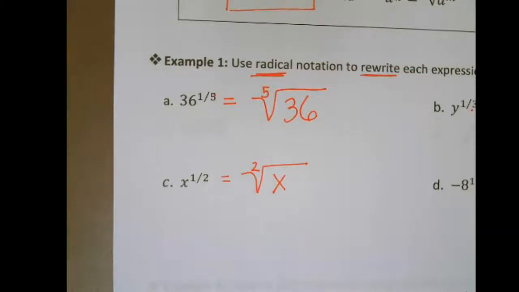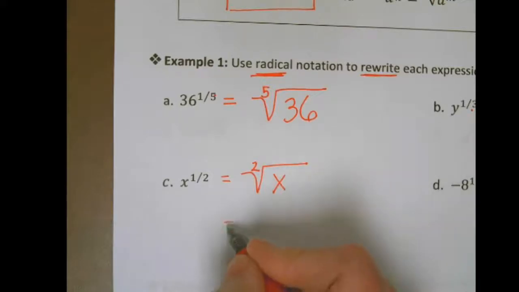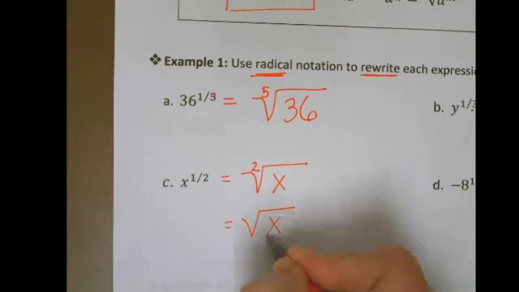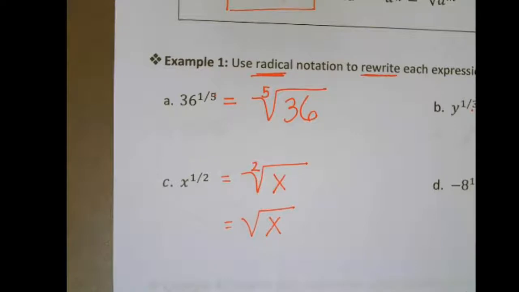Most of the time, we don't write an index of 2. If the index is 2, most of the time we leave the index off. If the index is not written, it's understood to be an index of 2, which is just your regular square root. We don't write that index because that's the most commonly used index.